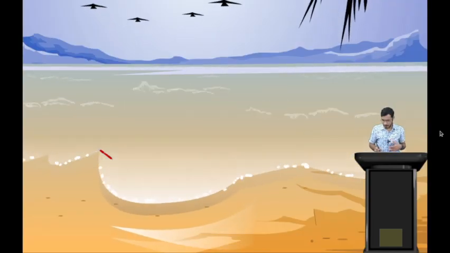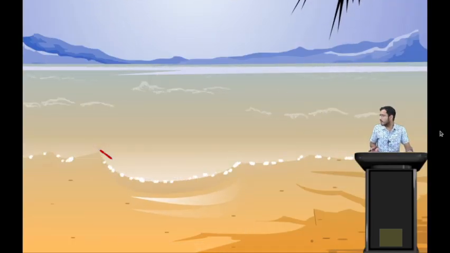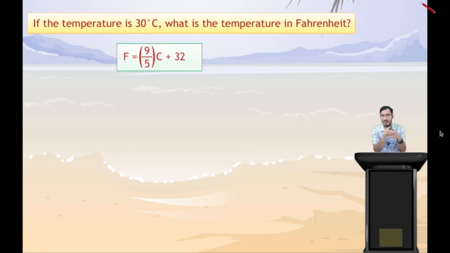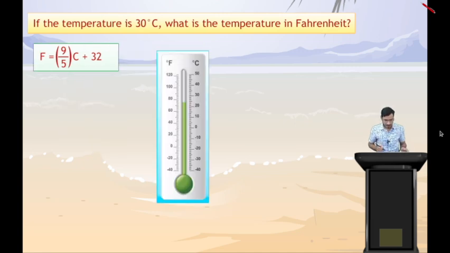Here we have one more situation, one more example. If the temperature is 30 degrees Celsius, what is the temperature in Fahrenheit? You can see the relation between the Fahrenheit scale and Celsius scale, that is F equals 9 by 5 C plus 32, where F is the Fahrenheit scale and C is the Celsius scale. Now you can see the thermometer here.